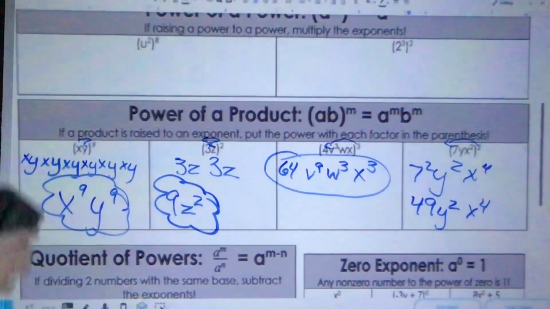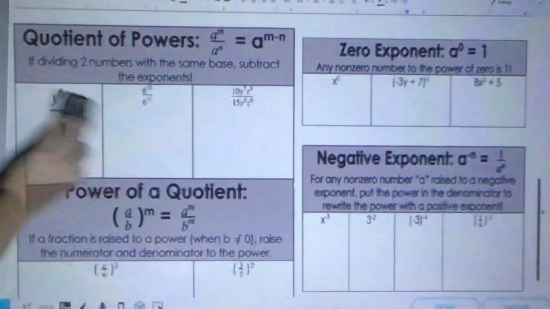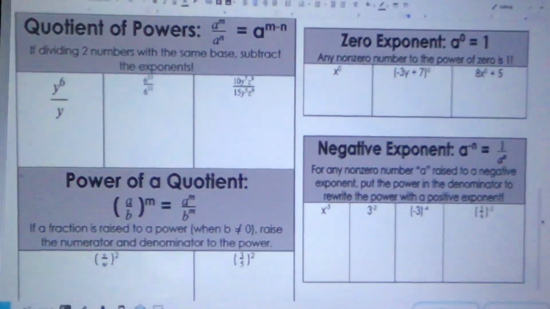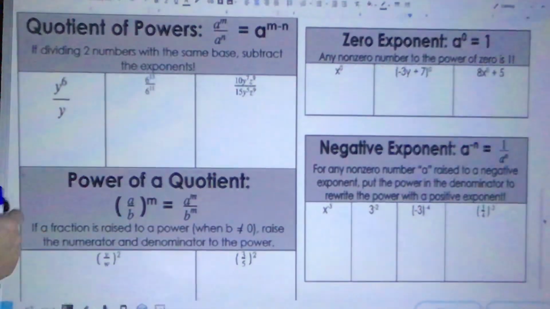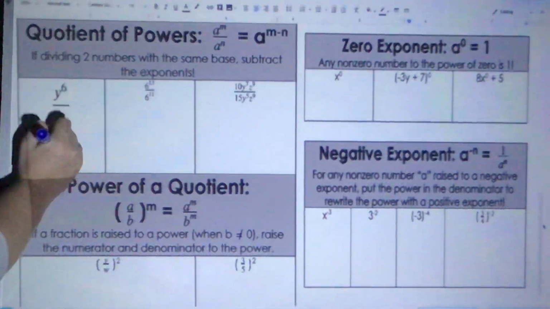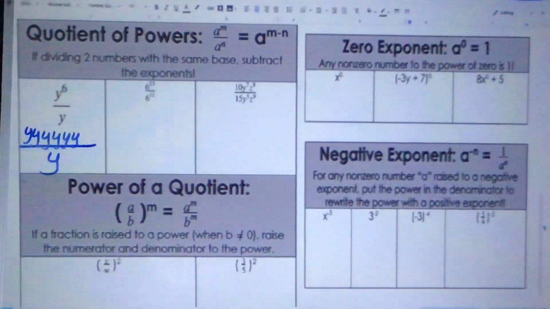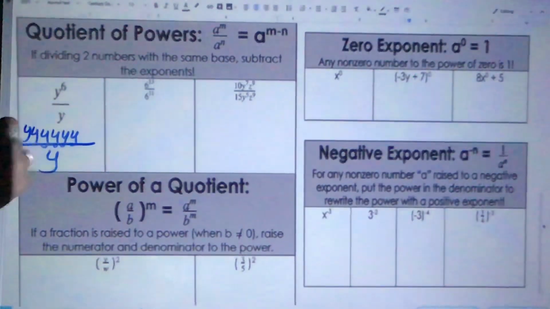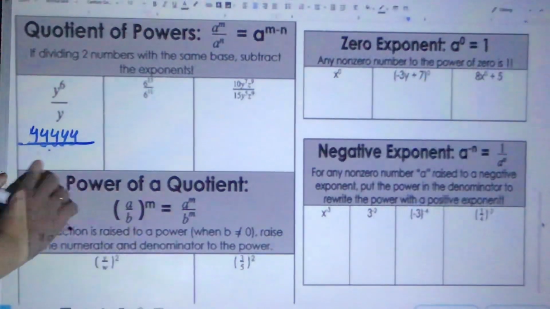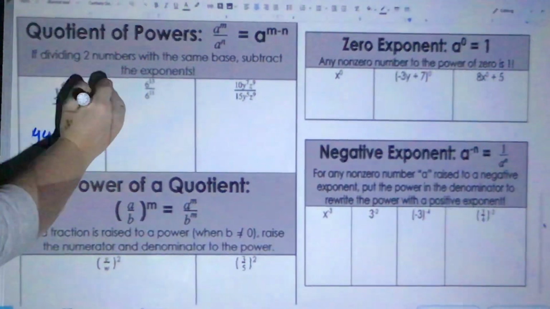Now our division rules: if when you're multiplying you're adding, it only makes sense that when you divide you subtract. But I don't like to think of it that way. I like to think of it as canceling. For this problem, if I expanded my top, I would have 6 y's on top, and I have 1 y on bottom. And when you reduce any fraction, if you have the same thing on bottom as on top, you can cross it off. So I would end up with 5 y's.